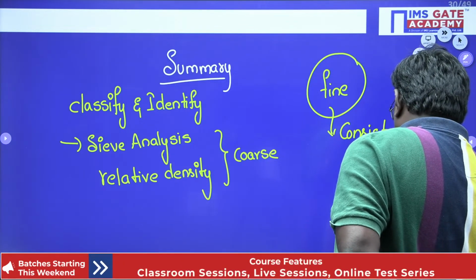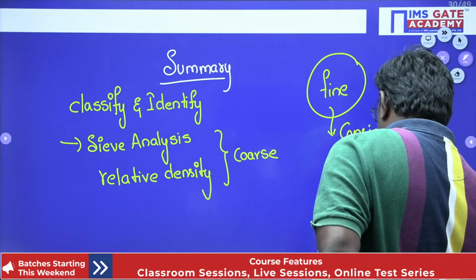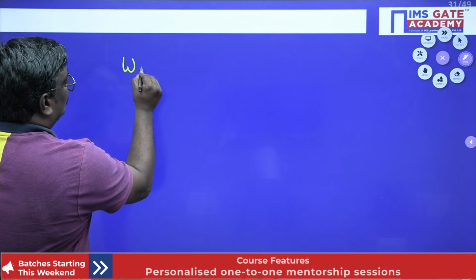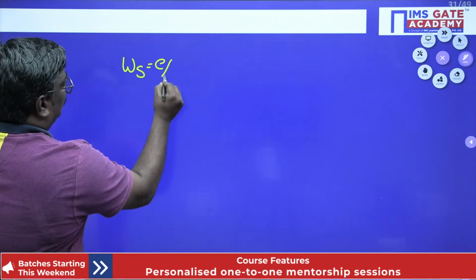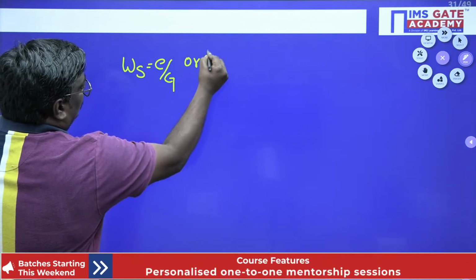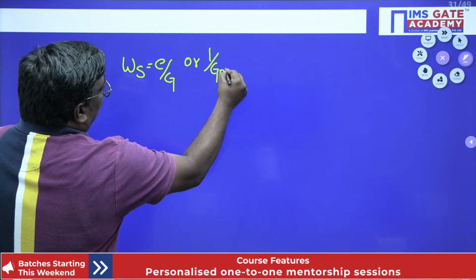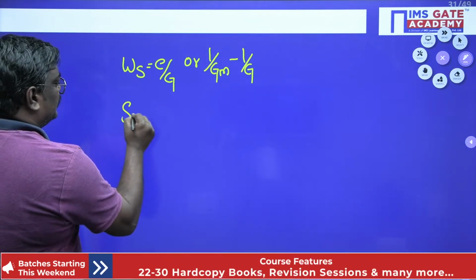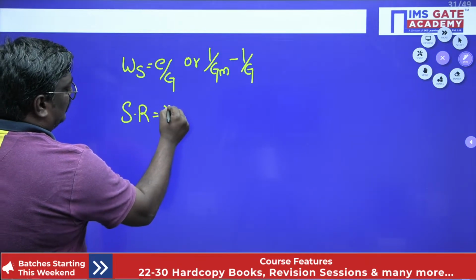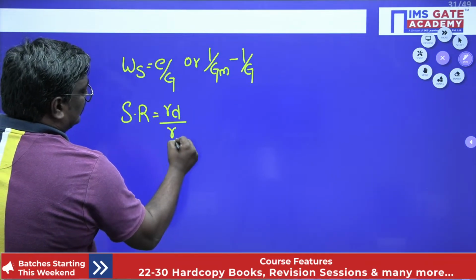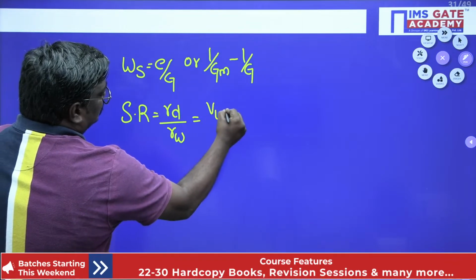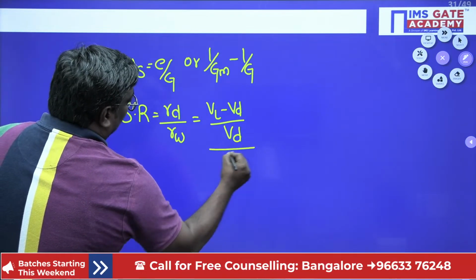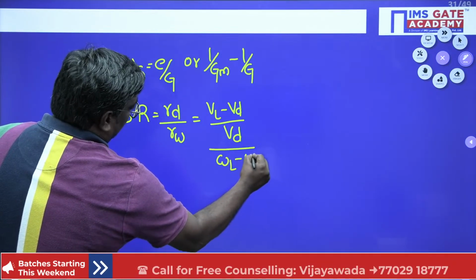Okay, so if I talk about the important formulas in this chapter, here I would like to write the shrinkage limit formula, which is e by G, is very important, or there is another formula, 1 by Gm minus 1 by G. And another important formula you can write is the shrinkage ratio, that is equal to gamma d by gamma w, or it is the volume change in terms of dry volume to the corresponding change in water content. Students, I am just giving the overview, that is the reason I might be fast.